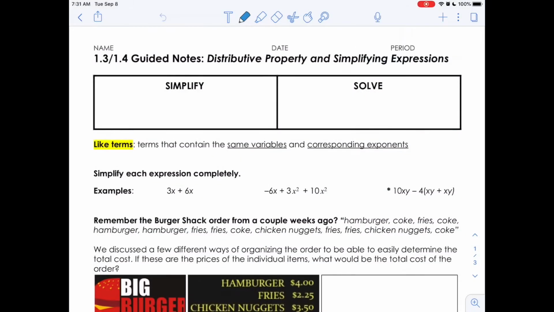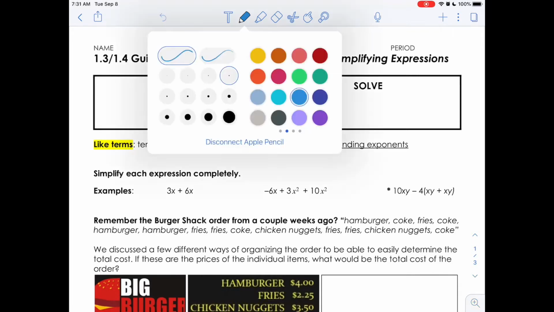In this video, I'll be going over the 1.1, 1.4 guided notes, and we'll be talking about the distributive property and simplifying expressions. So the first thing that I want to discuss is the idea of simplifying something. And so we've already talked about the idea of solving something. When we were using order of operations last week, we were solving each algebraic expression. When we're solving something, we are finding an answer.